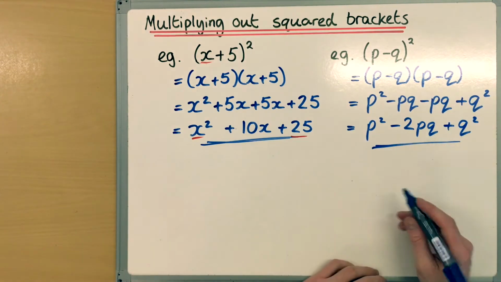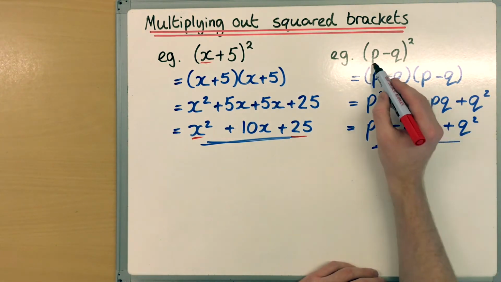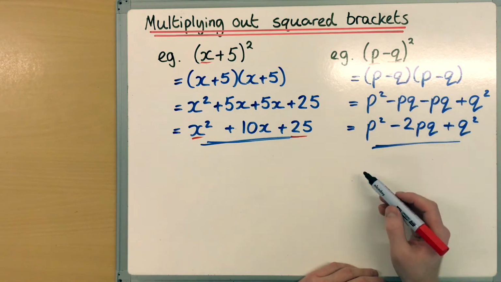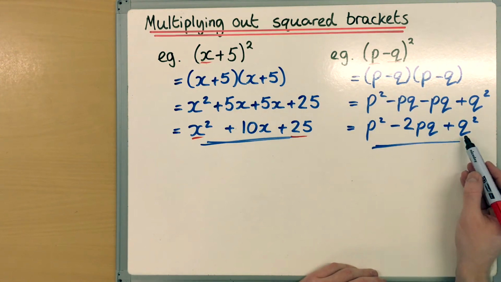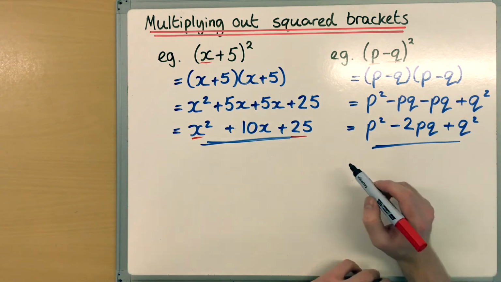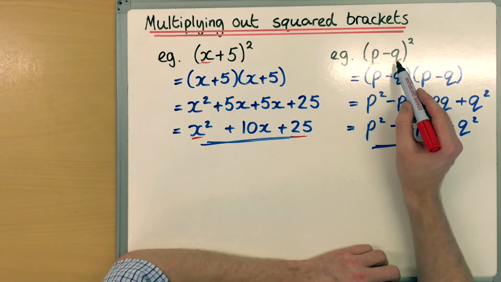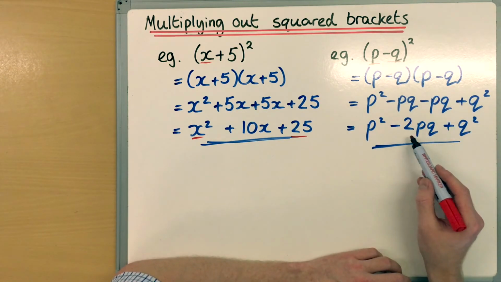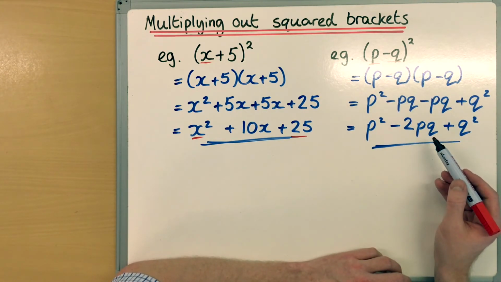Let's see if our rule worked. If we take P and square it, that appears here, P squared. If we take negative Q and square it, we get plus Q squared here. And finally, what if we were to take P times minus Q? Well, that'd be minus PQ, and doubled it, here we get minus 2PQ.